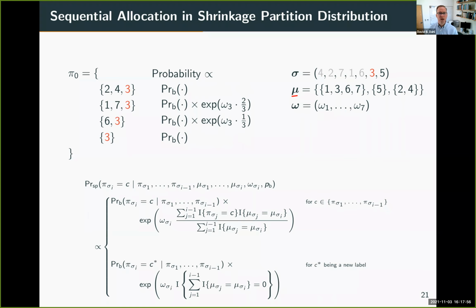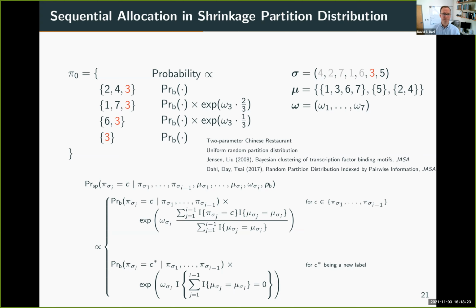All right, so allocating item 3 to this cluster is certainly compatible with the baseline partition information, but allocating item 3 to this cluster is also compatible because, for example, 6 is indeed with 3. And so we need to split up the shrinkage omega 3, 2/3 goes to here and 1/3 goes to there. And so we're encouraging those things that are compatible.